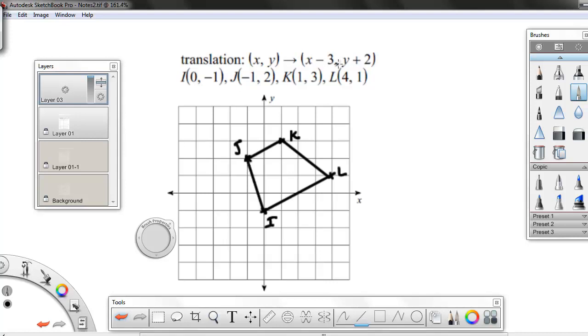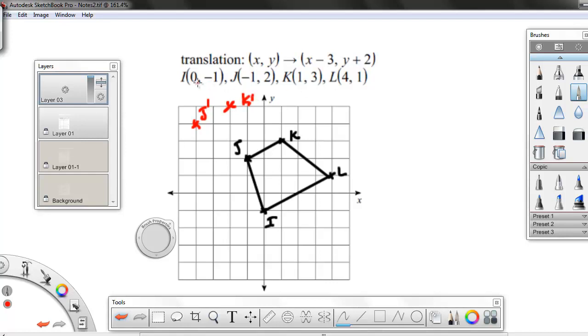Now I'll just simply count to the left 3, down 2. So J is, I'll do this in red. We'll go 1, 2, 3, up 2. There's my new J. There's J prime. K, let's do K. For K I go -1, 2, 3, up 2. K will be right there.